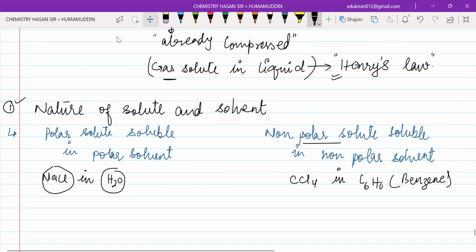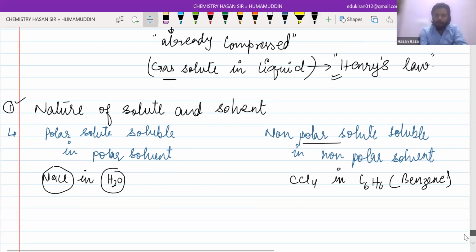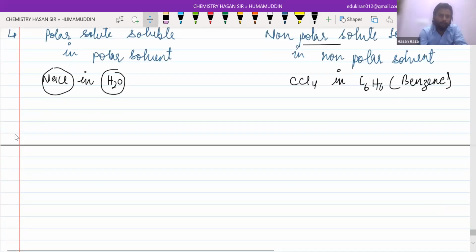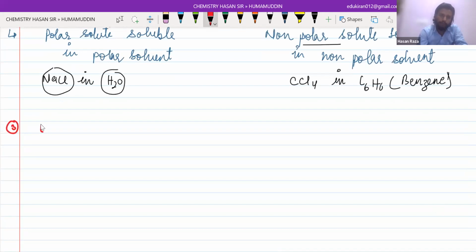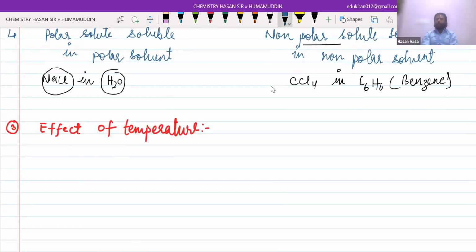Yes, sir. Okay. Now the next, which is very important also, is the effect of temperature. How solubility depends on temperature. Before starting this, if you are going to mix a solute in a solvent, first you have to check whether the process is endothermic or exothermic.